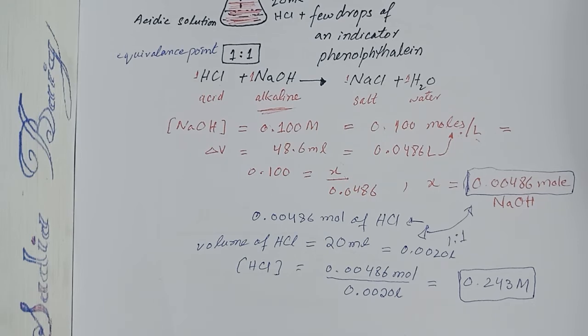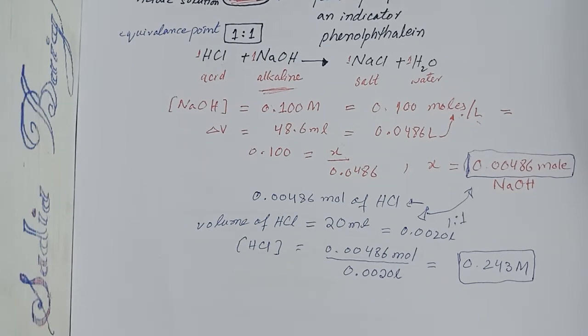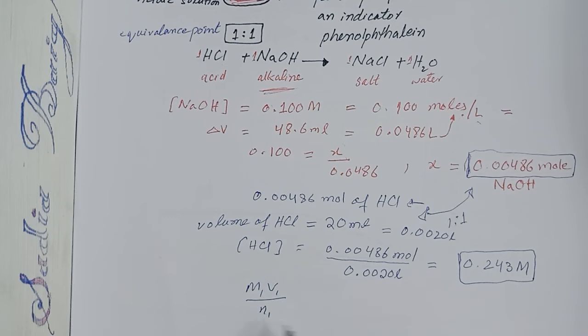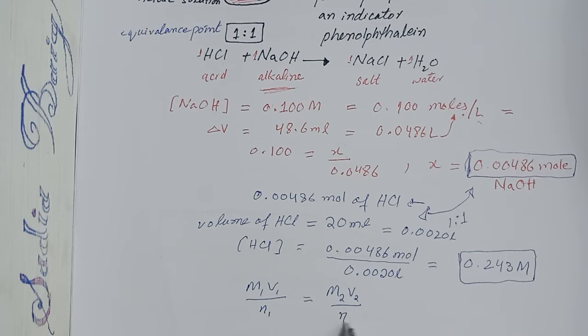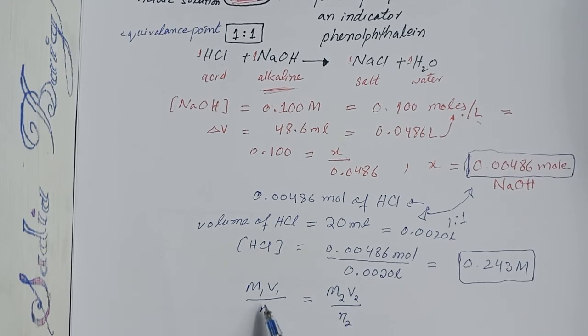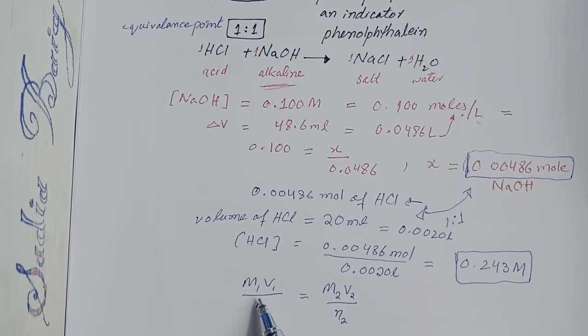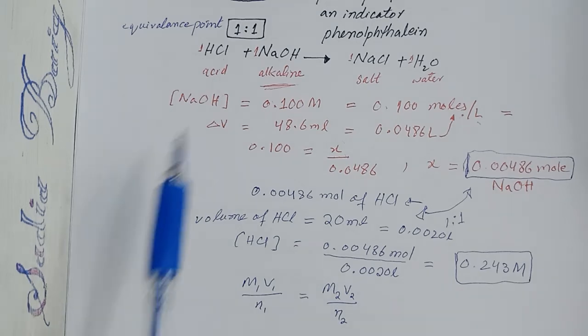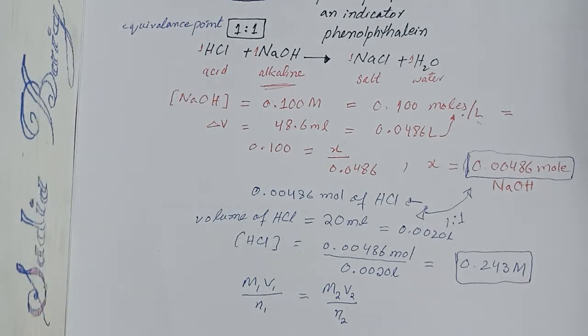So there is a shortcut way to solve this problem. So we need to consider a formula, that is M1V1 over N1 must be equal to M2V2 over N2. So here M1 is the molarity of sodium hydroxide, V1 is the volume of sodium hydroxide, and N1 is the number of moles from the stoichiometric balanced equation. So M2, V2 and N2 are the values for the acid.